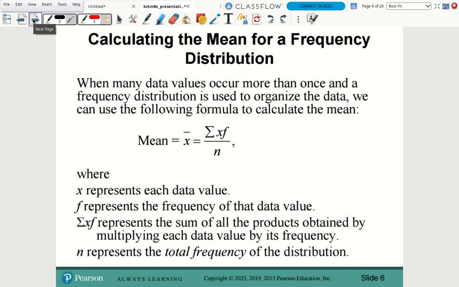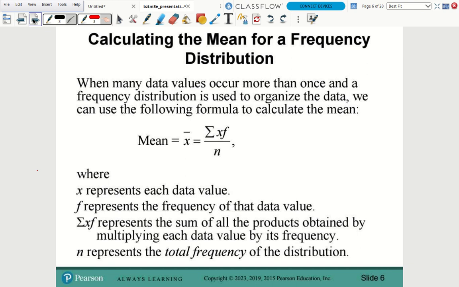Calculating the mean for a frequency distribution. When many data values occur more than once and a frequency distribution is used to organize data, we can use the following formula to calculate the mean. So the sum of all this divided by the number of items. x represents each data value, f times x represents the frequency of the data value, and all this is the sum of all those products attained by multiplying each data value by its frequency. n represents the total frequency of the distribution.